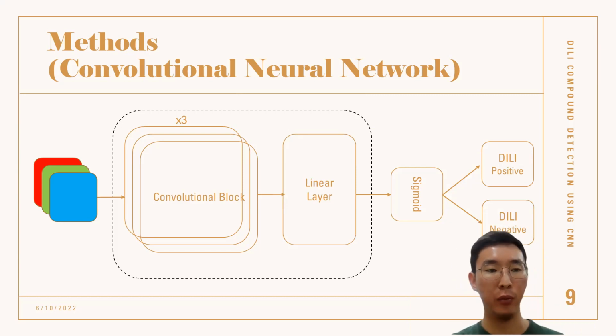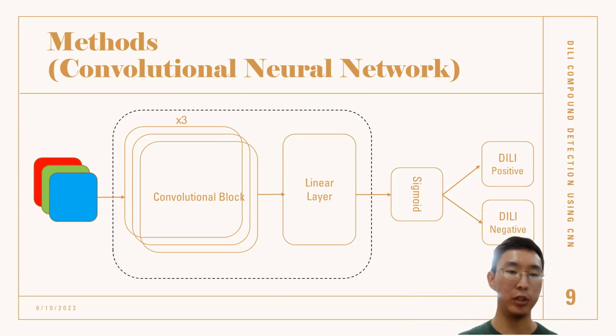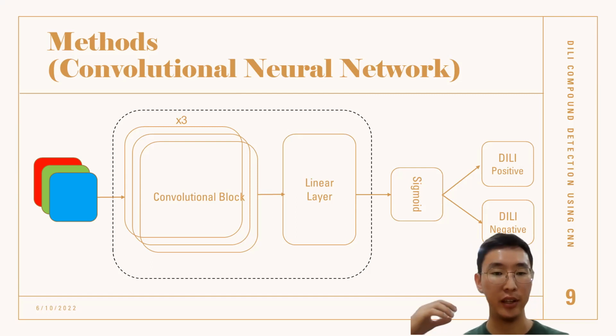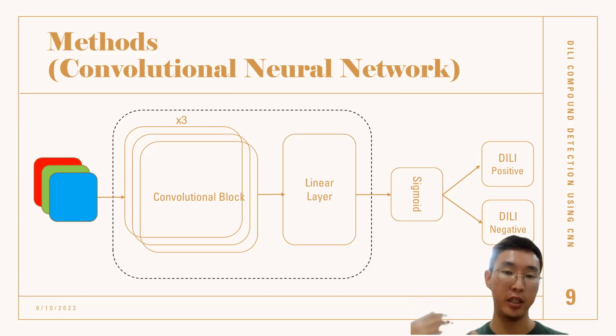As we can see here, we have the methods, and I have used a convolutional neural network. Specifically, I used convolutional blocks, which are convolutional layers stacked on top of each other, so three stacked convolutional layers, and a linear layer, basically a very simplified version of a feed-forward neural network, and used the sigmoid to determine whether the result was DILI positive or DILI negative. So the picture with three channels would go into this model and be determined positive or negative.